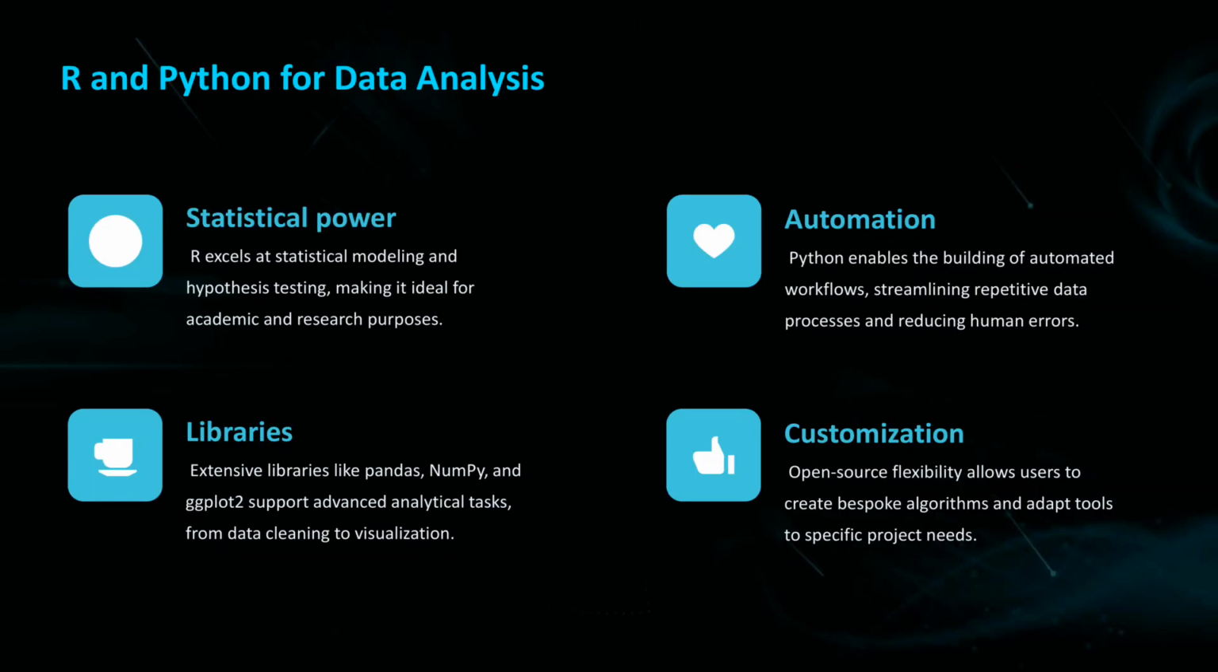R and Python each bring valuable capabilities to data analysis. R excels at statistical modeling and hypothesis testing, making it a favorite in research, while Python supports automation and production workflows with broad libraries like Pandas, NumPy, and Matplotlib. Both languages offer customization and extensibility, letting you build reproducible pipelines and bespoke analyses.